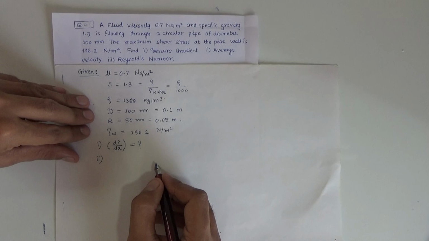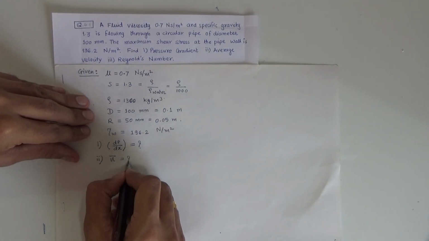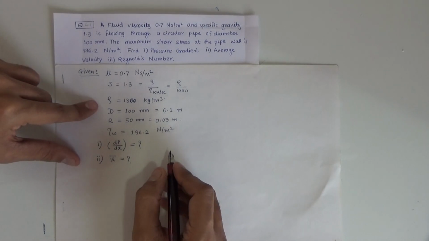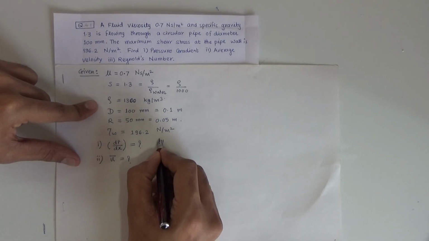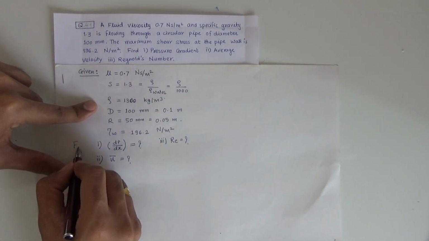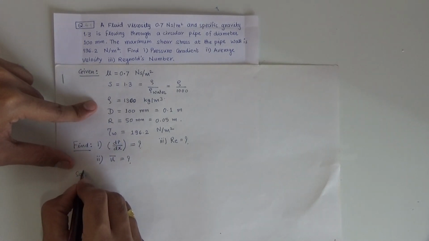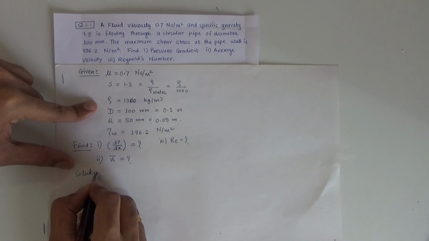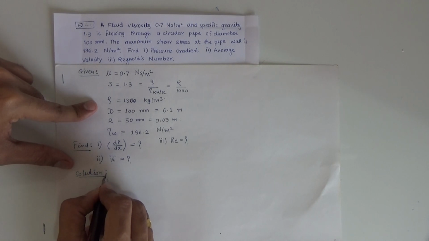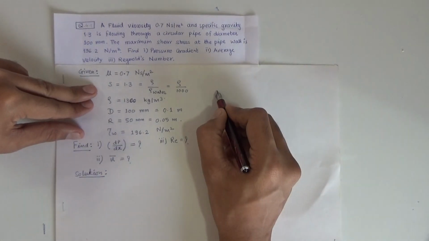Now second, they have asked us to find out the average velocity. Third one, the Reynolds number. They are asking us to find out the Reynolds number. So this is to be found. Now we'll go for the solution. I hope you have understood the problem. I'll explain the situation here. What is the problem? It indicates that it is a pipe flow problem. So I'll draw a pipe.